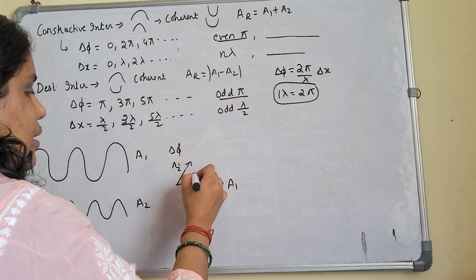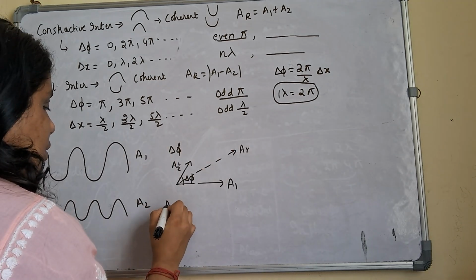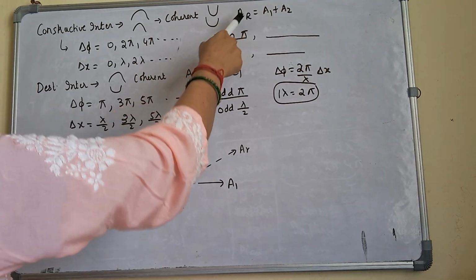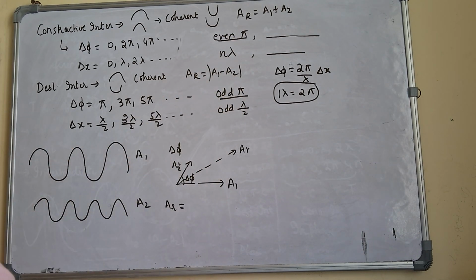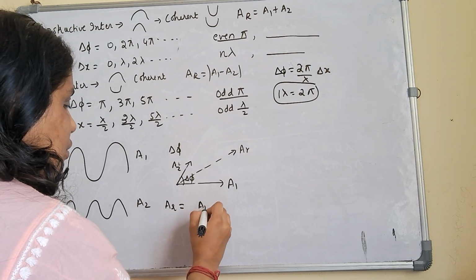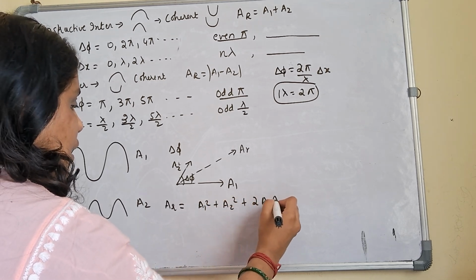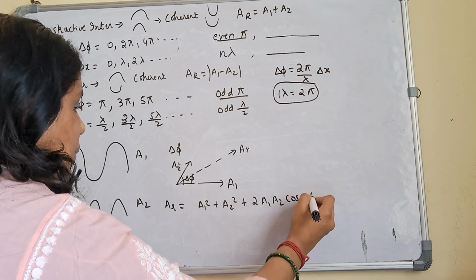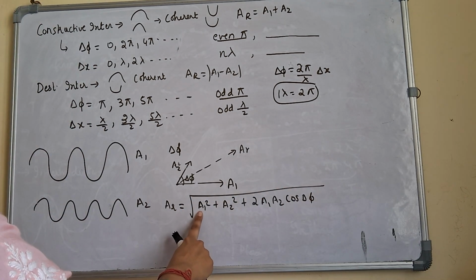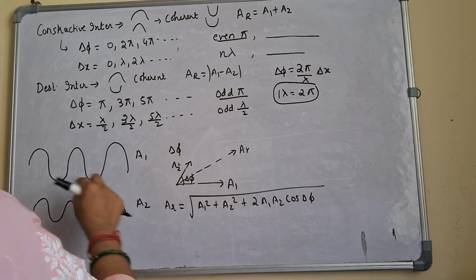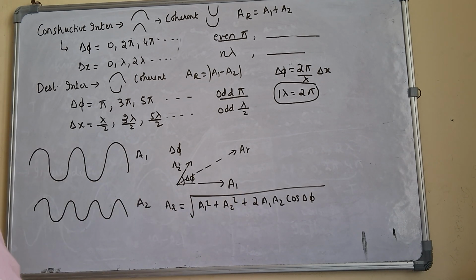So the resultant in the vector form will be somewhere here. And what will be the magnitude of the resultant in general? This is only for constructive and destructive; in the intermediate case, what will it be? You know it already in the vector form: A1 squared plus A2 squared plus 2 A1 A2 cos delta phi, all under root. Done. A1 is the amplitude of the first wave, A2 is the amplitude of the second wave, and delta phi is the phase difference. So I can find the result.